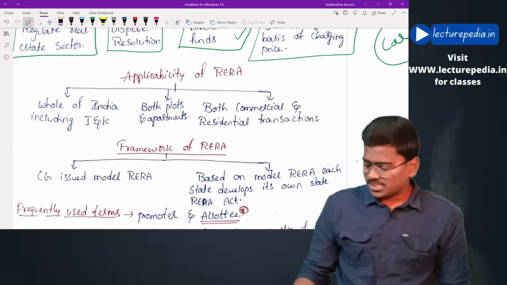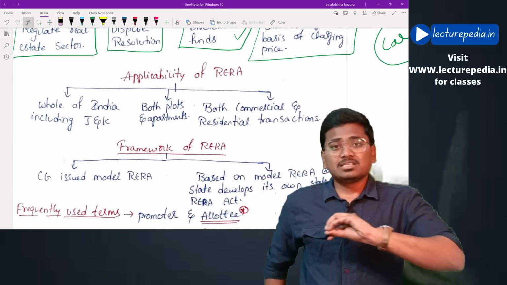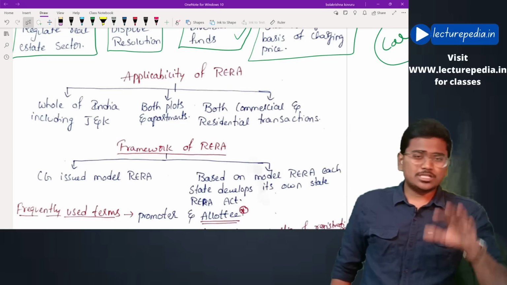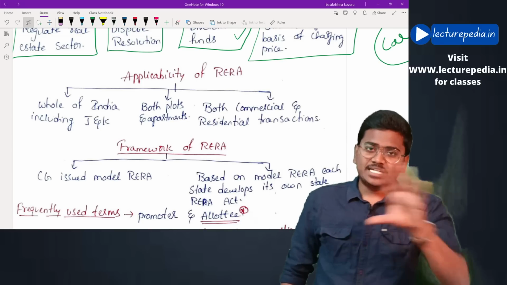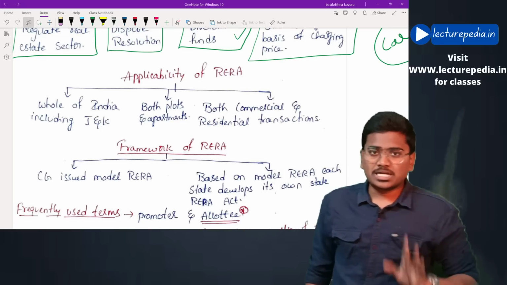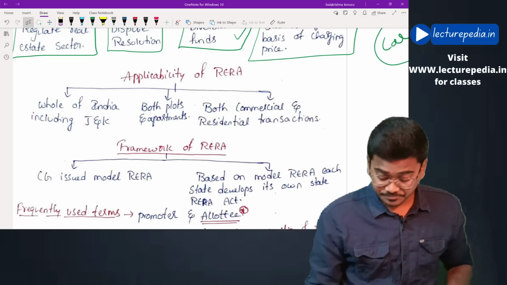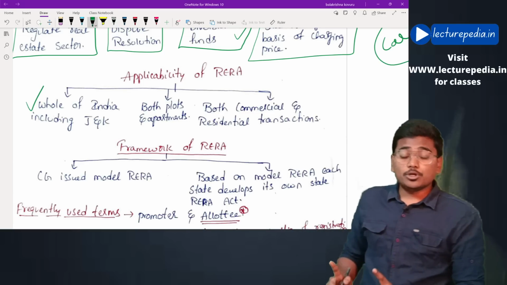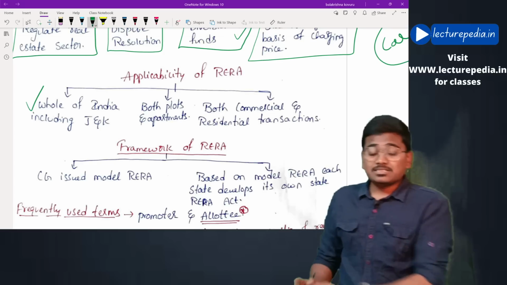Next, applicability of RERA. Applicability of RERA can be seen from three different angles. First of all, geographically, it applies to the entire India including Jammu and Kashmir. That is the first angle. Next, it is applicable both for plots and apartments.